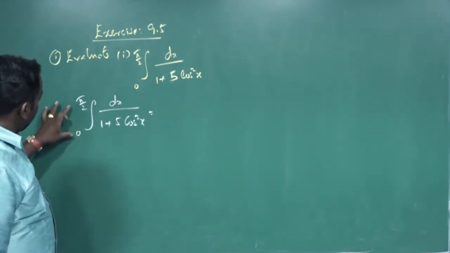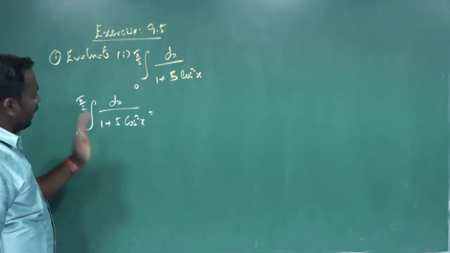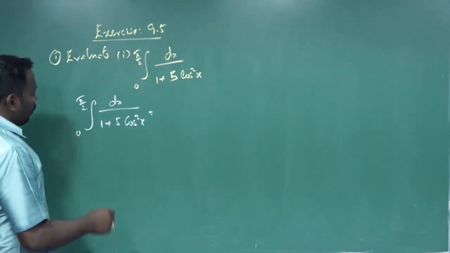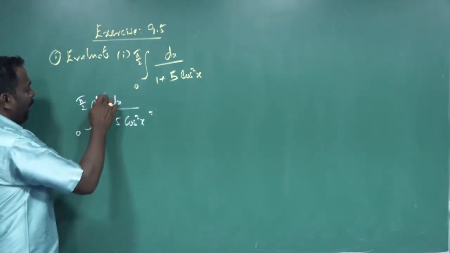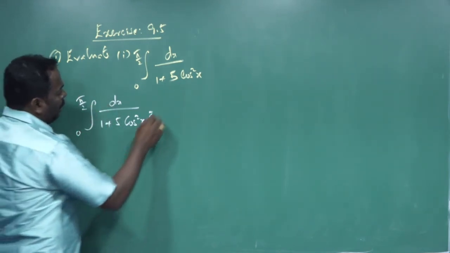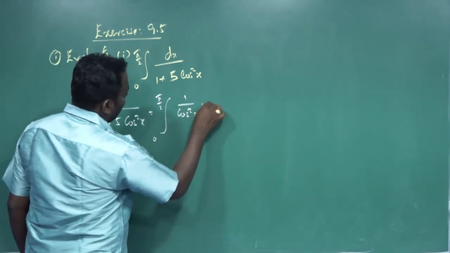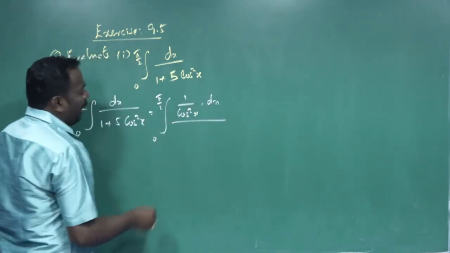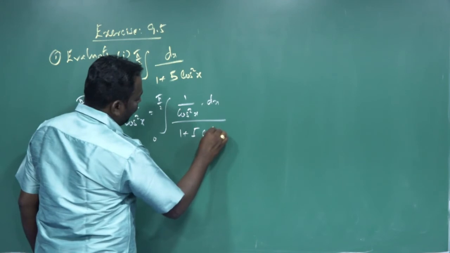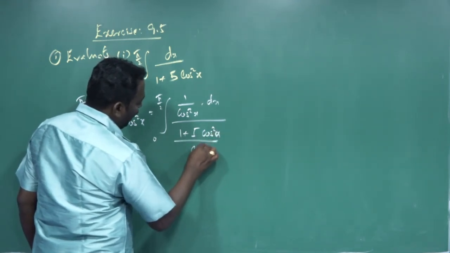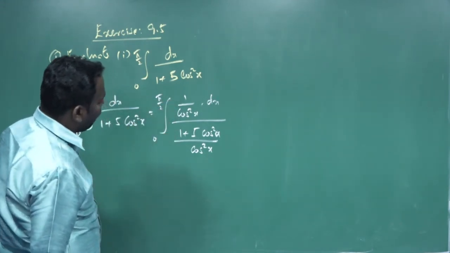Now, this is not in improper integral form. So we have to substitute to convert this equation into improper integral form. So we multiply the numerator by 1 by cos square, that is, multiply and divide by 1 by cos square. Therefore, the integral from 0 to pi by 2 of 1 by cos square x into dx. Just multiply 1 by cos square in the numerator, and in the denominator also, 1 plus 5 cos square x by cos square x, multiplied with both numerator and denominator of the given integral.